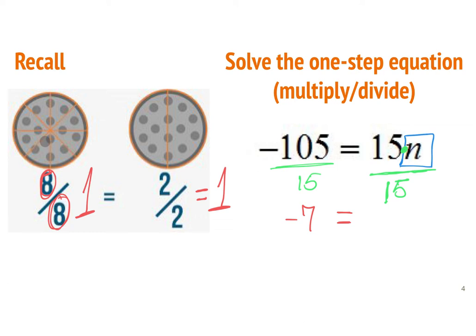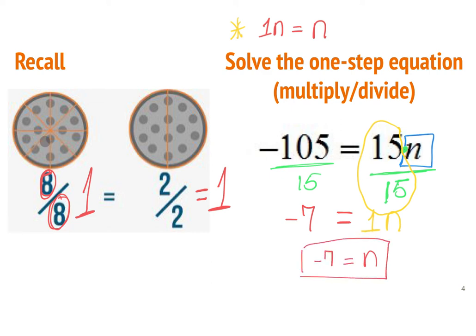Now, what is 15 over 15? Well, we just said that when we have a number over the entire possibilities, that is the same thing as one whole, and n stays. Now, note, in math, you do not need to write the number 1 in front of a letter. So 1n is the same thing as just having the letter n, which is our goal. So n is equal to -7.